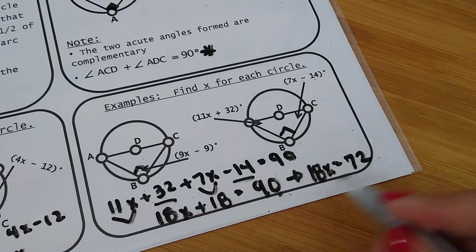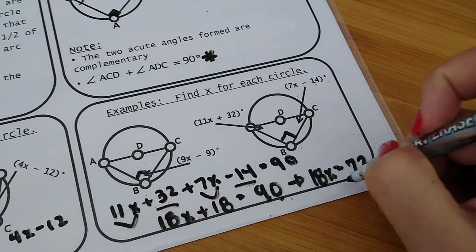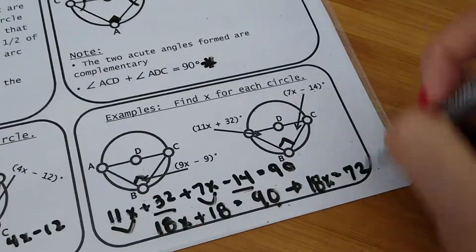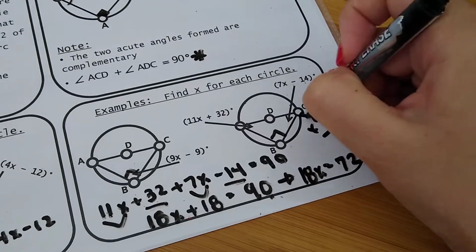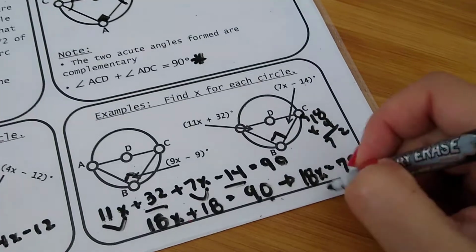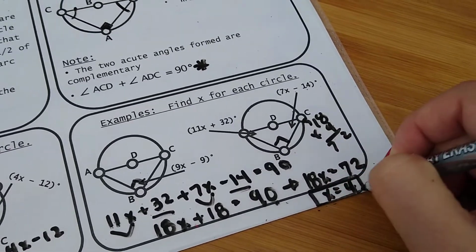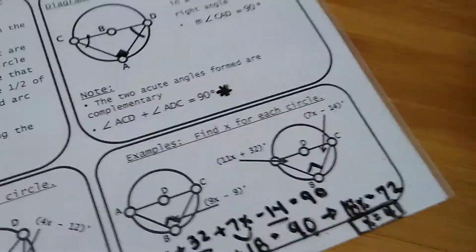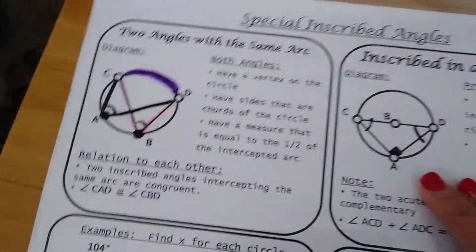And then I'm going to leave that as a fraction. Actually, you know what? I'm trying to do this mentally here. I believe 18 times 4, there we go, 18 times 4 is 72. So x equals 4. Hopefully you would have your calculator at this point, but I'm doing it mentally. And there you go. That's the two sets of examples for each problem.